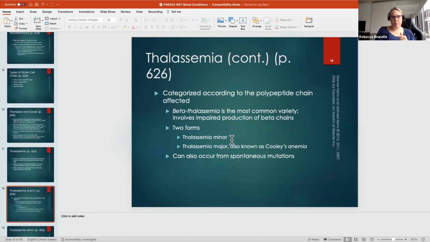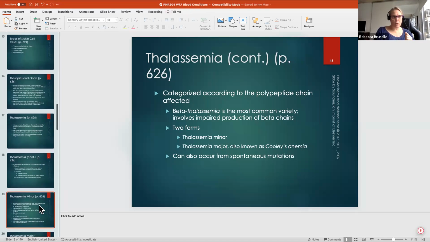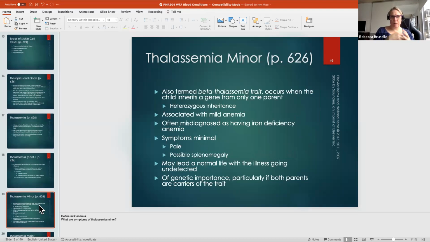So the two forms: thalassemia minor is where you inherit the gene from one parent, and thalassemia major, also called Cooley's anemia, is where you get the gene from both parents. There are rare occurrences where it's from a spontaneous mutation, so some people have thalassemia without receiving the defect from their parents. It's very similar in the sense that they don't produce normal red blood cells, so they're small, they don't work normally, and they get broken down easily. It's not the same shape, but it's a very similar concept. So they have a lot of the same symptoms.